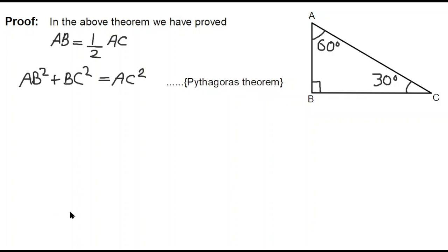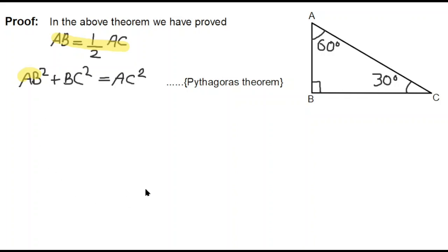Now the next step. See, AB square is there, no? From here what we have got, AB is equal to half AC. So instead of this AB, you can write half AC, right? AB के जगह पे हम half AC लिख सकते हैं. AB is half AC, so instead of AB square, in the next step we have to write this value of AB. What is the value of AB? Half AC. So we will put this value in this equation.